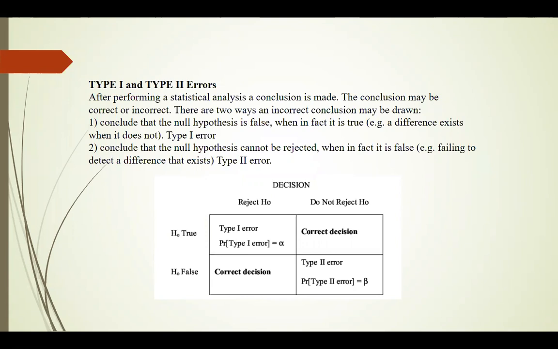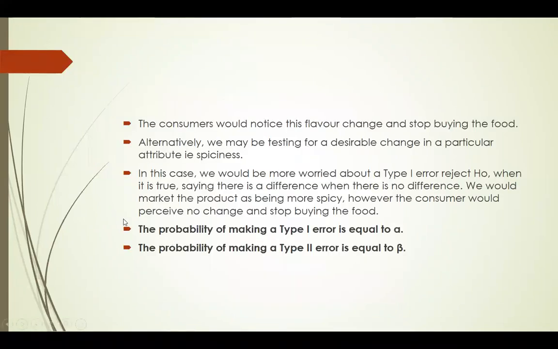So, should we deduce that we don't have a difference between the products? And when there is a difference, we would market the reformulated food when it had a different flavor from the original product. After concluding, we can make a decision. The consumers would notice this flavor change and stop buying the food. Alternatively, we may test for a desirable change in a particular attribute, for example spiciness.